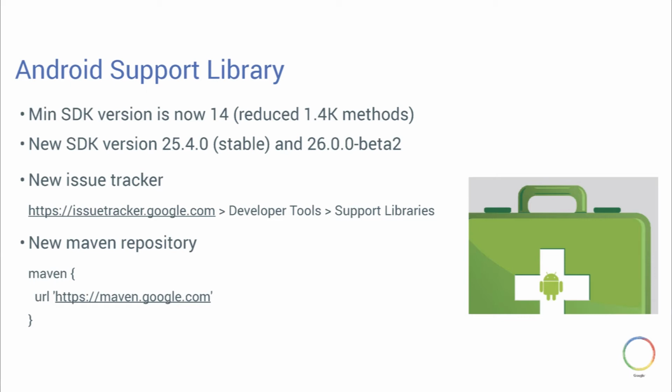We also have a new issue tracker so that you can better report bugs to us through issuetracker.google.com under the components developer tools support libraries. We also add a new Maven repository now called maven.google.com. But if you are using the latest version of Android Studio 3.0, you can just use google() instead of calling the URL directly.